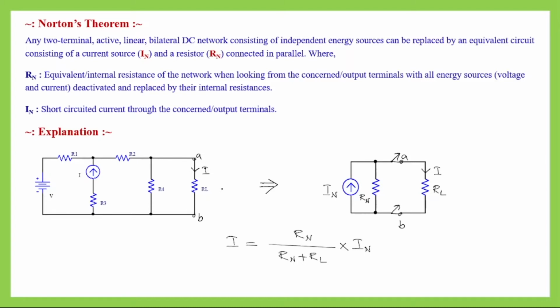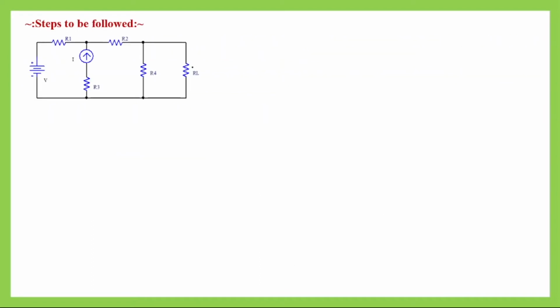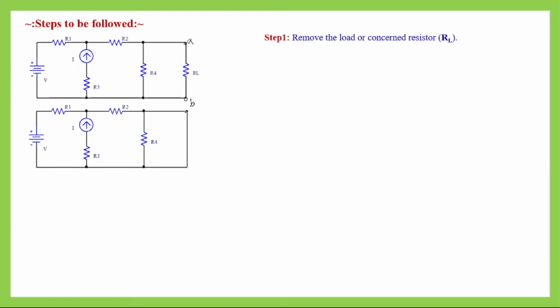Now we will see how we can Nortonize a DC network having independent sources in multiple steps. Here we have taken the same circuit that we have seen in the previous slide. In the first step we remove the load or concerned resistor. This RL is the load resistor, which is connected between these two terminals A and B. After removing this load resistor, we simply short that path between those two terminals. So this is our A and B terminals, and after removing this load resistor we have shorted that path, and we have kept all other components in the circuit as they were in the original circuit or network.